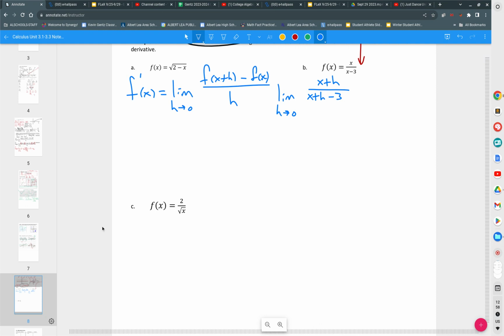I feel stupid. I'm already lost. So see how it says f of x plus h? I take the x plus h and I dump it in for x there and there. Then I have a subtraction sign, and now I just subtract f of x, which is just the function, right? So I subtract x over x minus 3. And that all sits over what? It all sits over h.